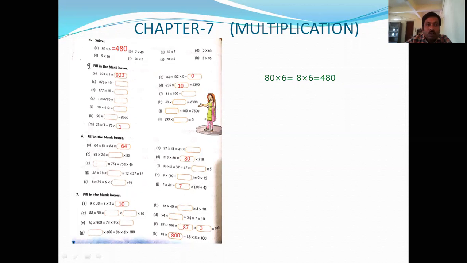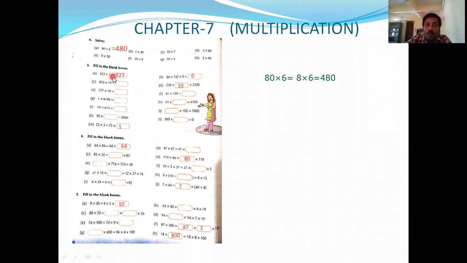Now here is another question. Fill in the blank boxes. 923 multiplied by 1. You know that by the properties of multiplication, when we multiply any number by 1, we get the same number. So here is 923 and here is 1. The answer is 923.